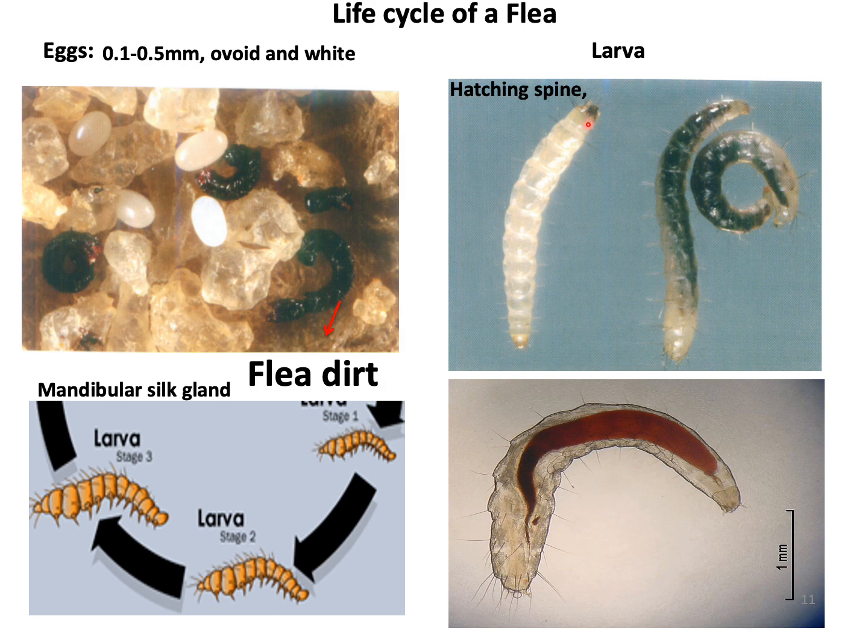Most of the larvae feed on the organic matter in the nest or bedding materials of their host, or the feces of the adult flea, that is also known as flea dirt. So this is the flea dirt, and this picture indicates that the larva feed on the different organic material or the flea dirt.